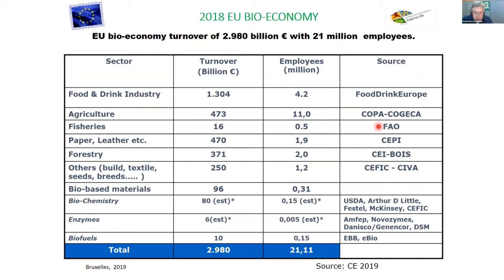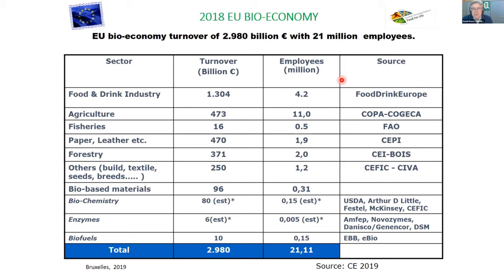To give you some figures, I'm a statistician, I'm an economist, so I'm happy to bring data. If you look at the bioeconomy in Europe, it is 3 trillion euro, an immense, huge amount of money, with 21 million employees. If you see how it's spread across the different categories, the food and drink industry represents more or less half of the turnover. Then we have agriculture, fisheries, paper and leather, very important sectors. Forestry is still there. Other non-food sectors like building, eco-building, bio-building, textile, seeds and breeds. And last but not least, bio-based materials. They represent more or less 100 billion euro in Europe, but with a very, very high potential.